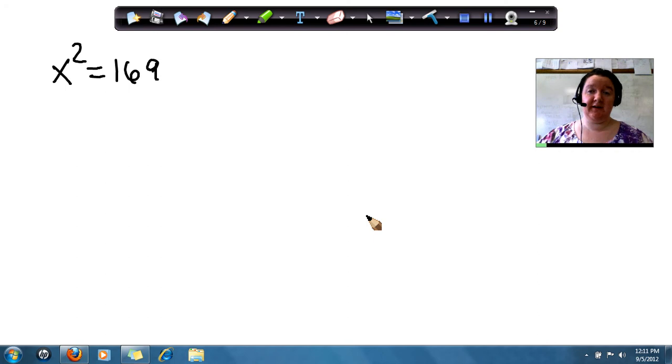Good afternoon. Let's look at another big idea from lesson 1.5. This is how to solve an equation that has a square root.